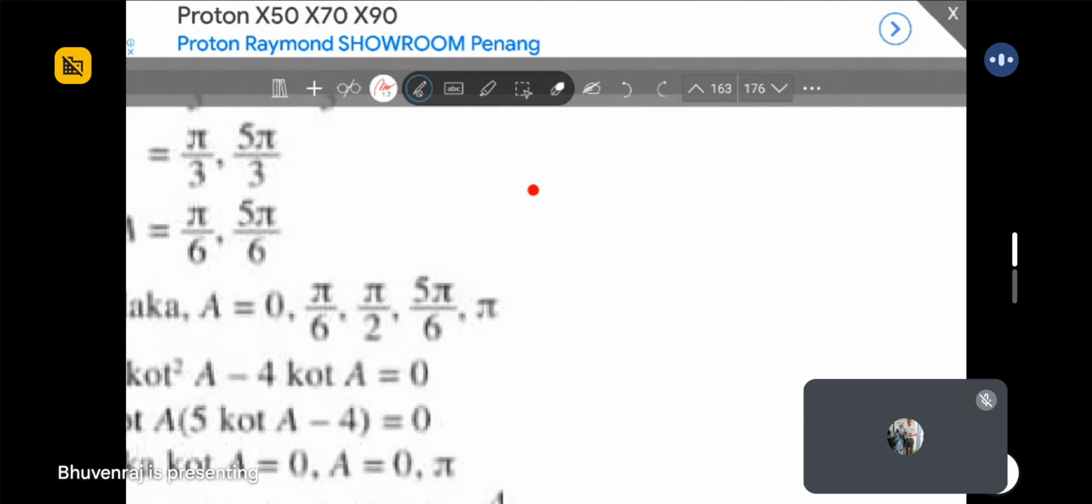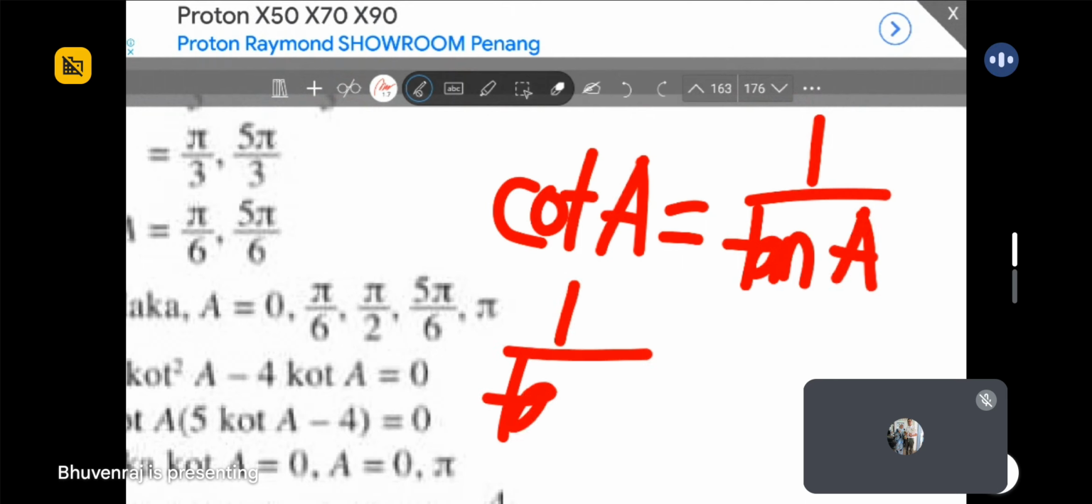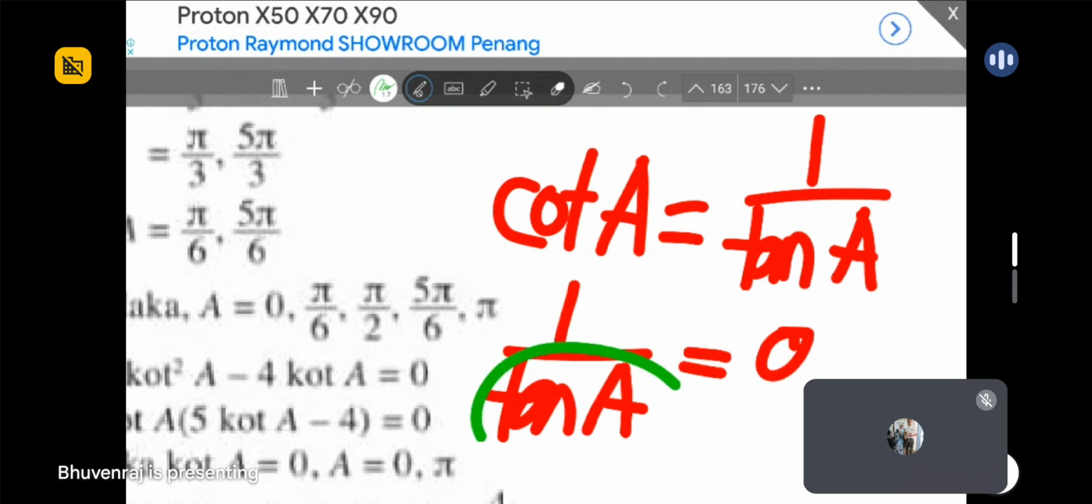Cotangent A, you must remember the formula. Apa rumus dia? It is 1 over tangent A. So 1 over tangent A equal to 0. This means the value of A will either be 0 or pi. You can try to substitute 1 over tangent A equal to 0. So how do we get 0? Tangent A kena jadi satu nilai yang sangat besar. It must be a very big value.